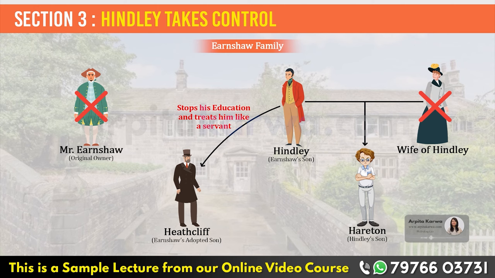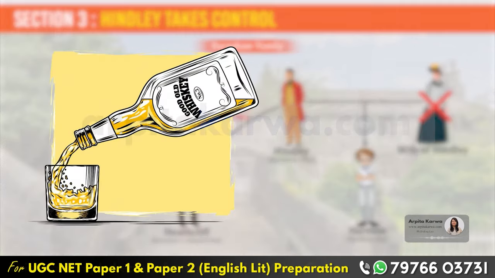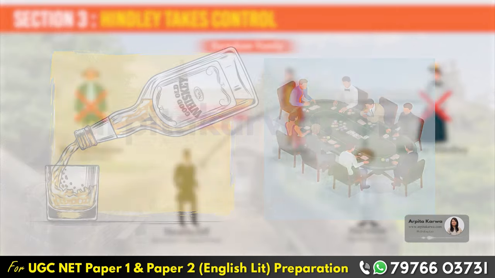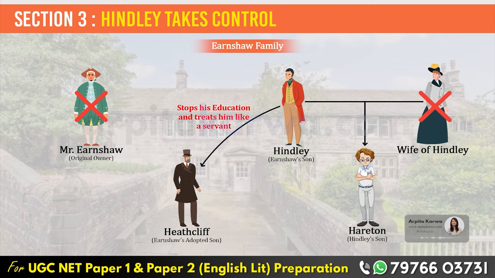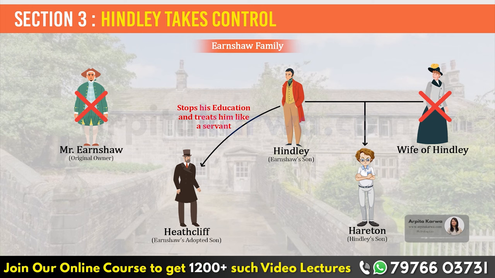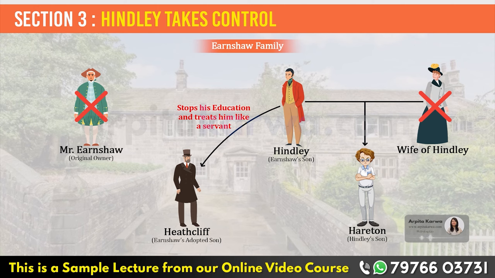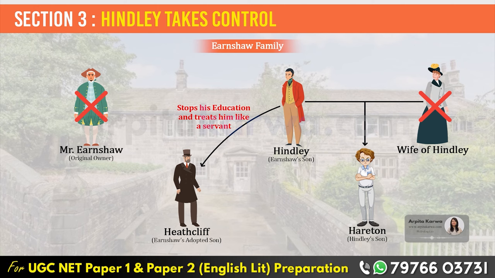After the death of his father and wife, Hindley became free. He used to drink alcohol, do gambling, and ill-treat and abuse Heathcliff. So basically, there is complete control by Hindley, the biological son of Mr. Earnshaw. But because Mr. Earnshaw has passed away, he's come back with a wife, and now the wife is also dead. So he's creating a ruckus there. He's taking control of the property, he's gambling, he's drinking alcohol and whatnot, and giving trouble to Heathcliff.